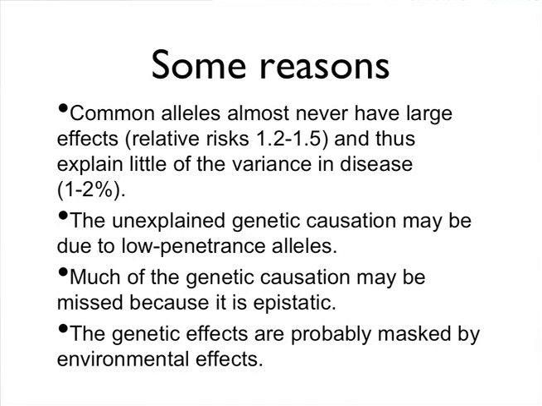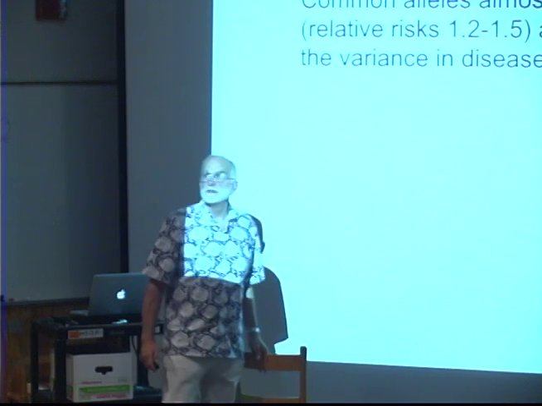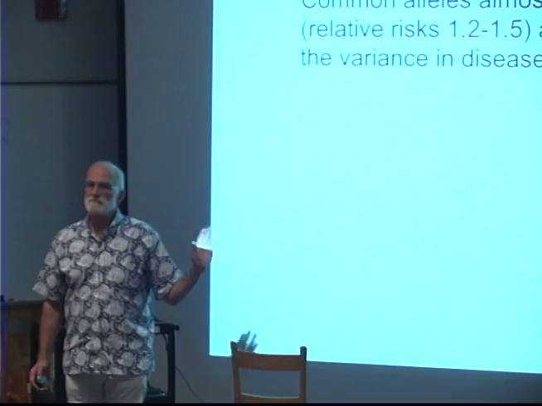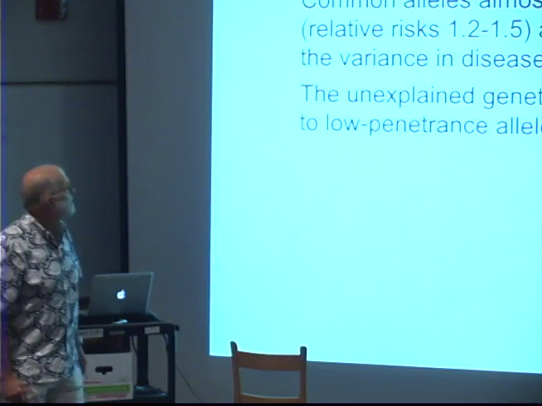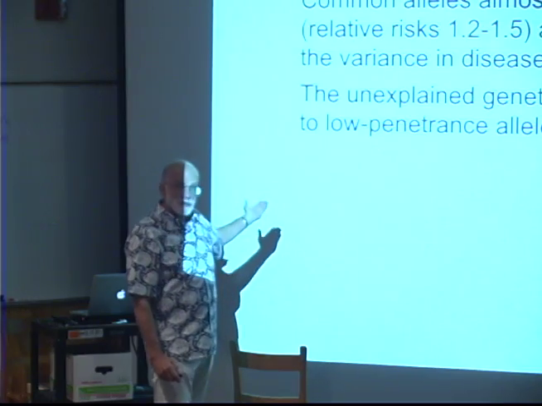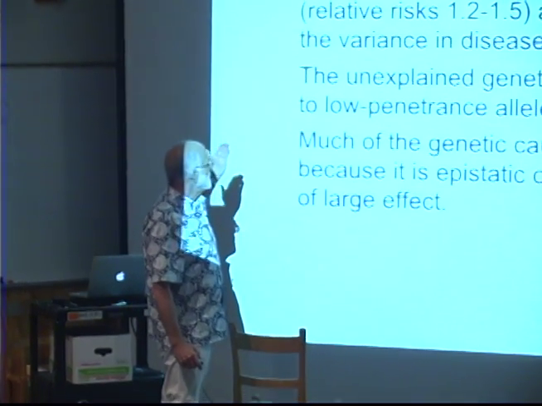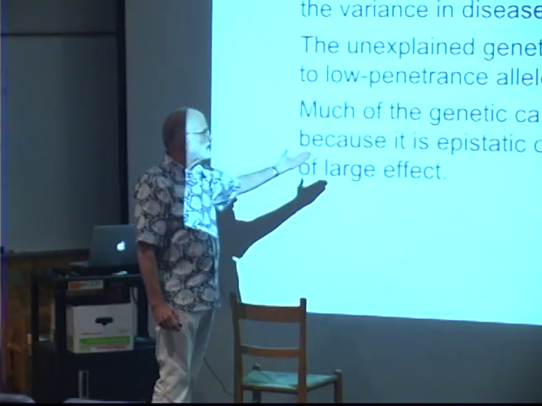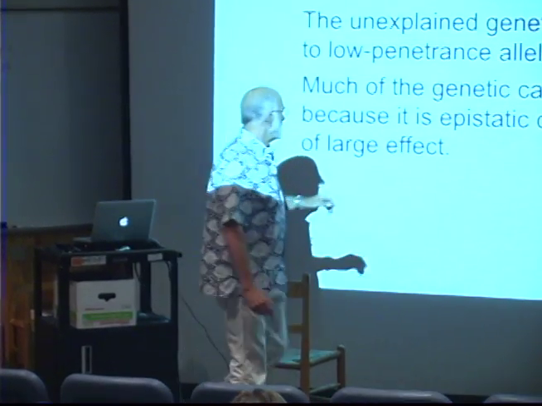Here are some reasons. These common alleles, the things that are picked up in the genome-wide association studies, almost never have a very large effect, and they explain little of the variance in disease. 1% to 2% is normal. The unexplained genetic causation might be due to low penetrance alleles. It may be missed because it's epistatic or it's caused by rare genes of large effect.